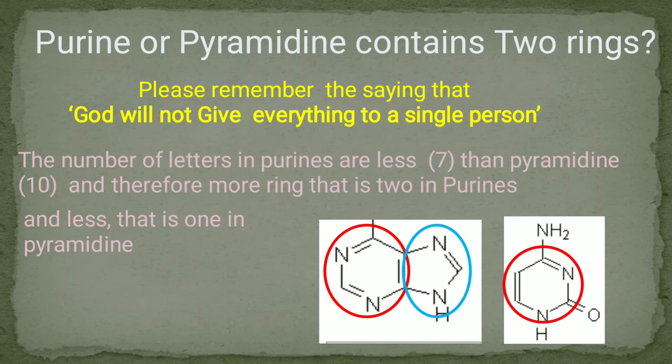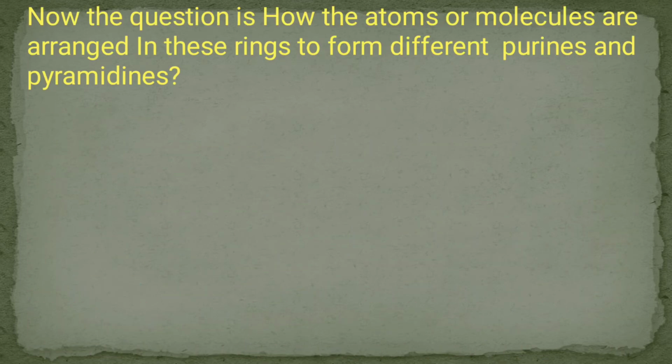So purine, as the number of letters is less, the number of rings is more. Pyrimidine, as the number of letters is more, the rings are fewer. So pyrimidine is one ring and purine is two rings. Now coming to the third confusion.